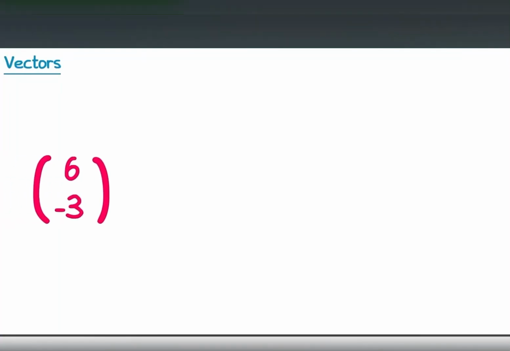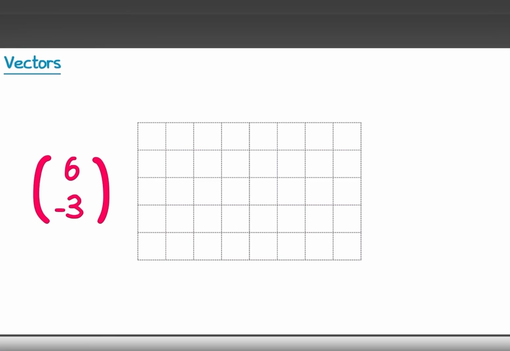Welcome learners. So in today's class we will learn about vectors. Can you see this vector 6 and negative 3? Let me draw a grid first. Now we will move 6 right and 3 down. Positive 6 means right, negative 3 means down. That's how we represent a vector.